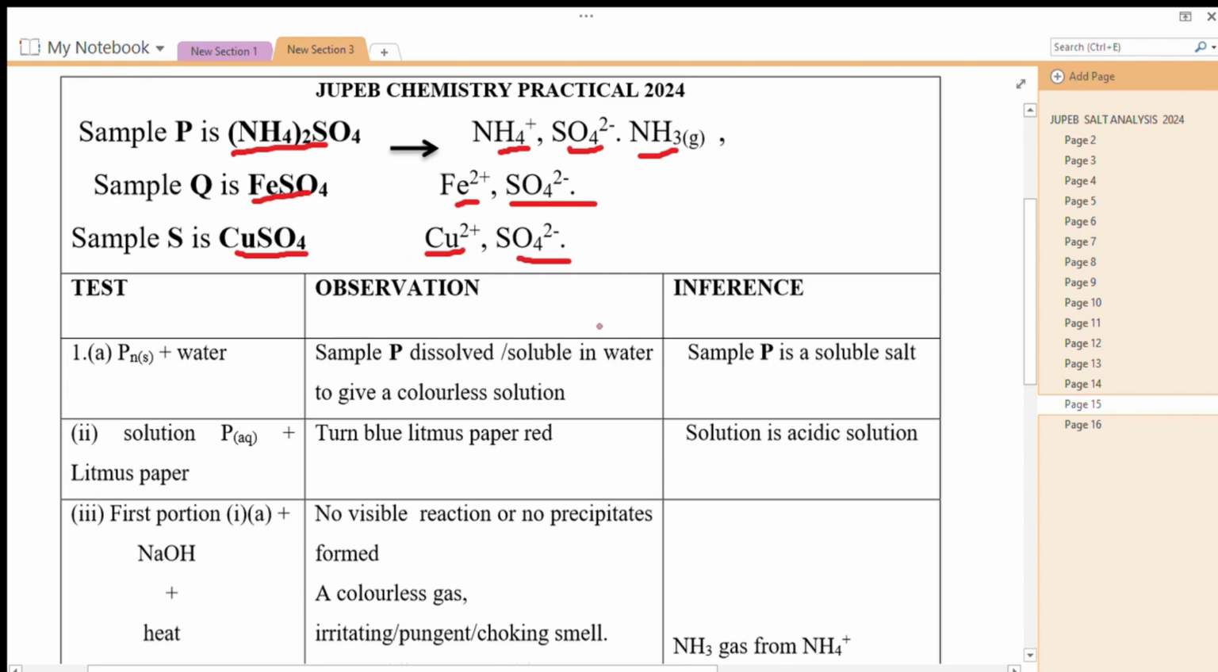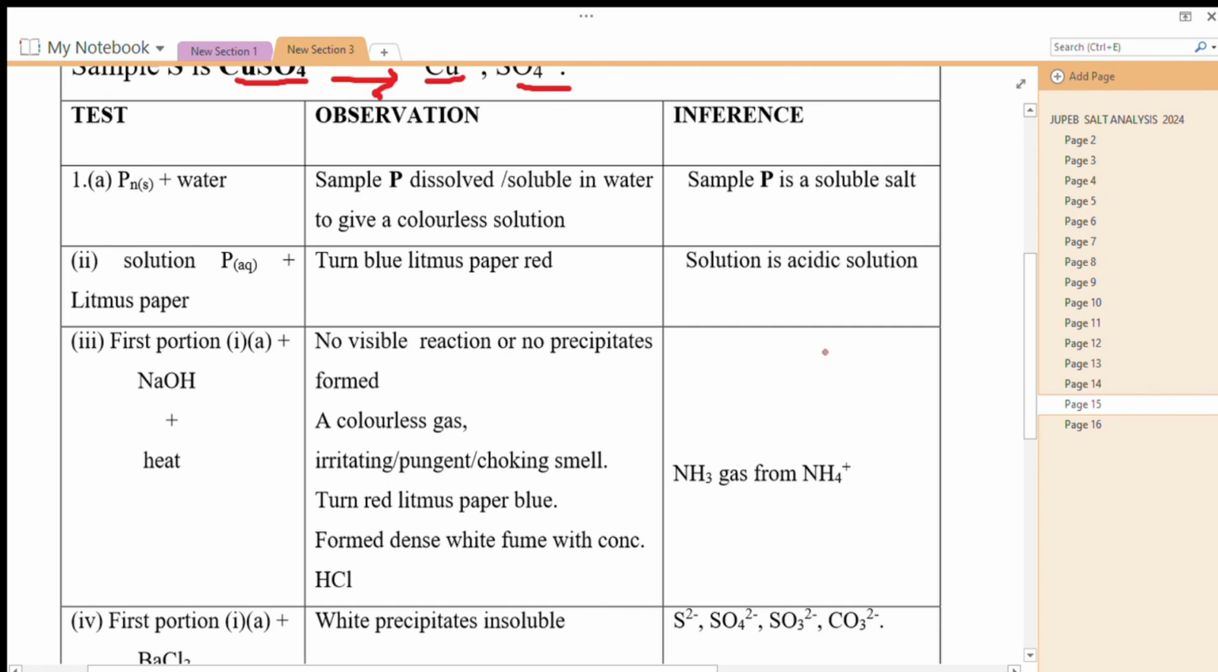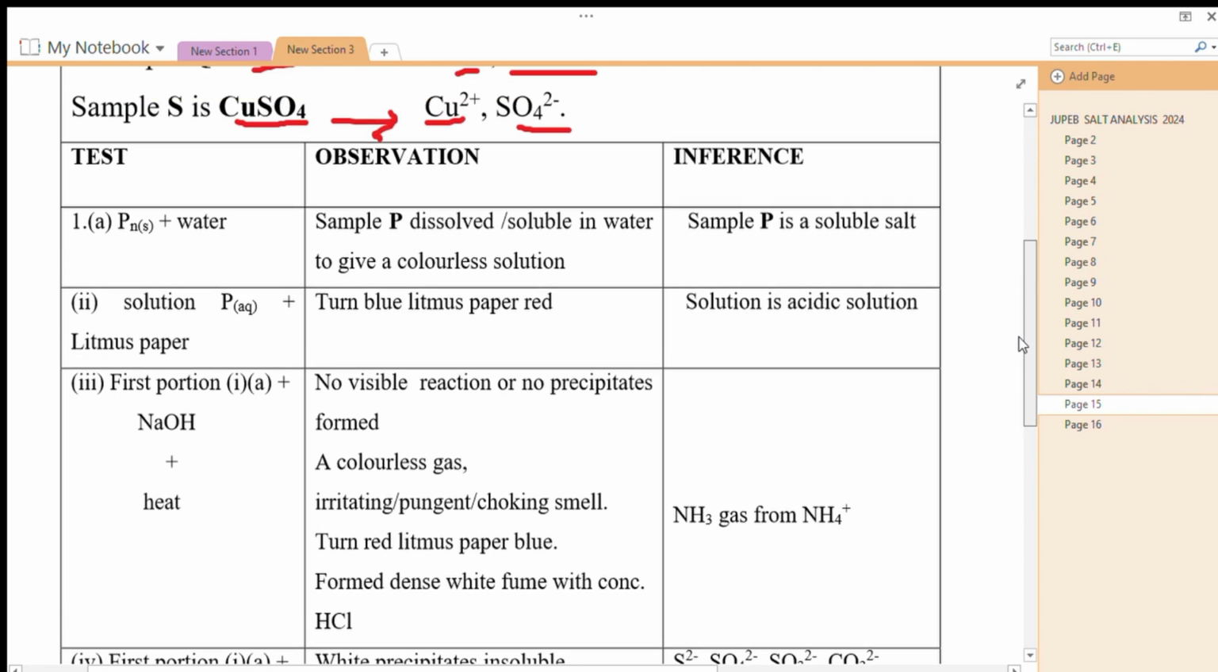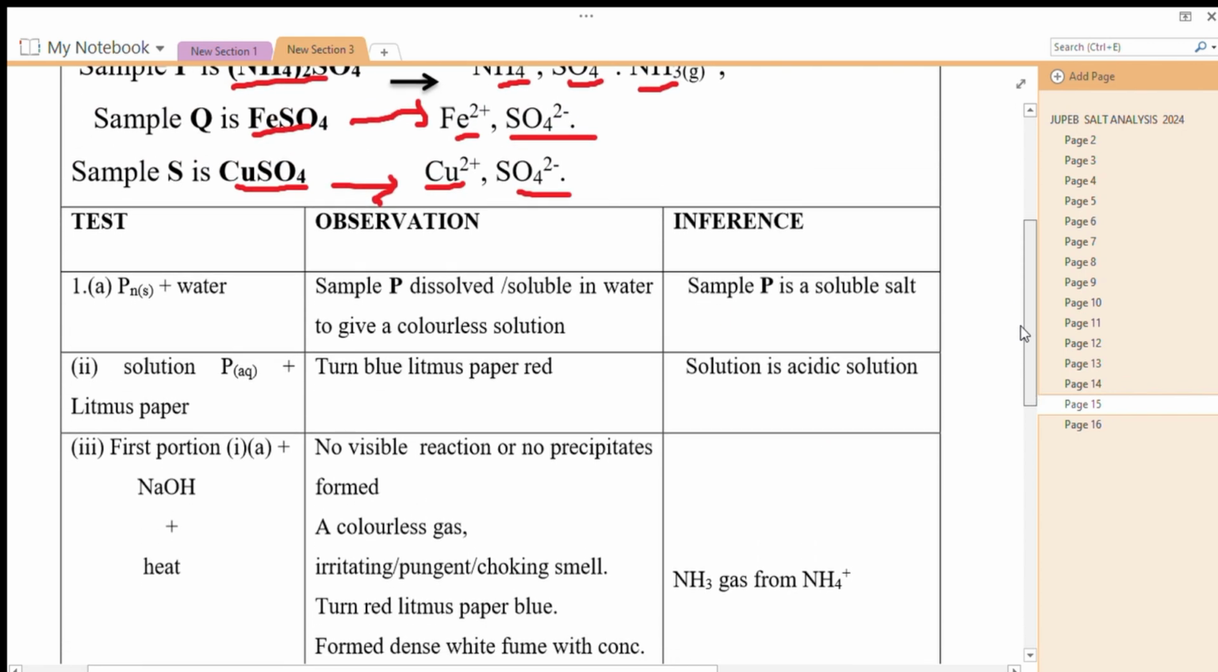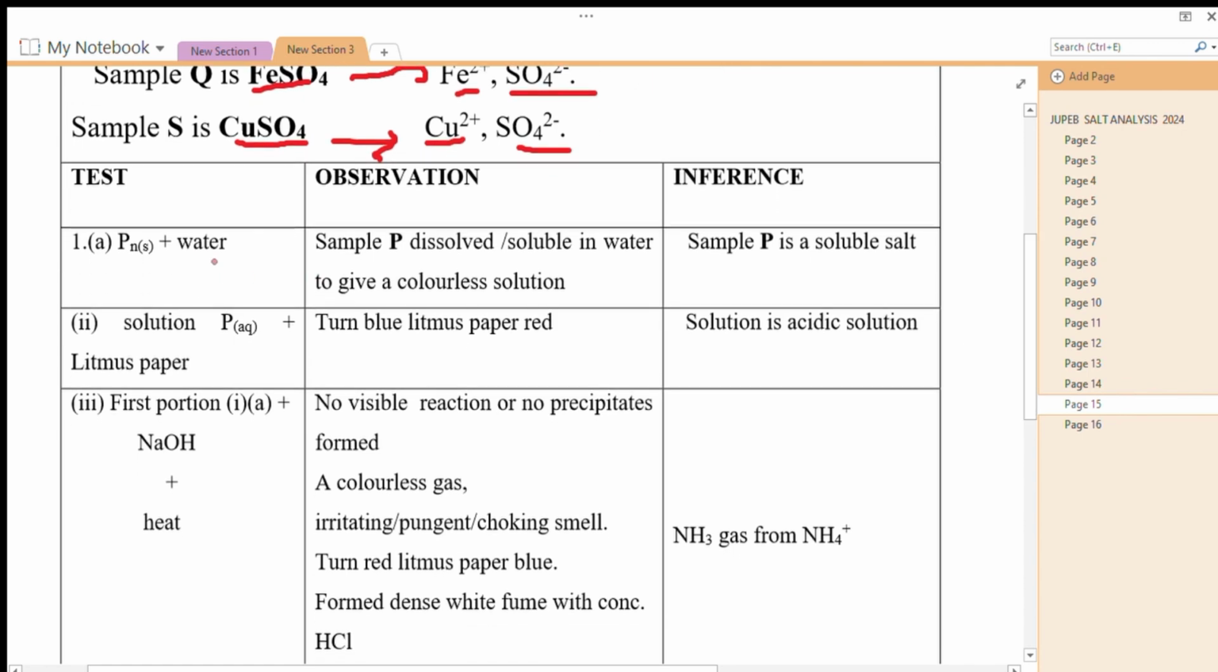All right, so let's look at the possible questions that might arise from the samples that have been given. So let's quickly analyze together. You can confirm this in the chemistry lab to see what we are doing here. Now this P, remember our P is ammonium sulfate. When you add water to it, sample P dissolves, soluble in water to give a colorless solution. Sample P means it's a soluble salt. When you test sample P with litmus paper, it turns blue litmus paper red. It shows that it's an acidic solution.